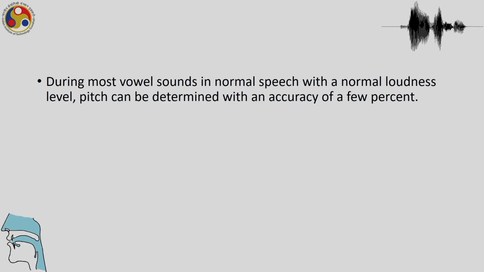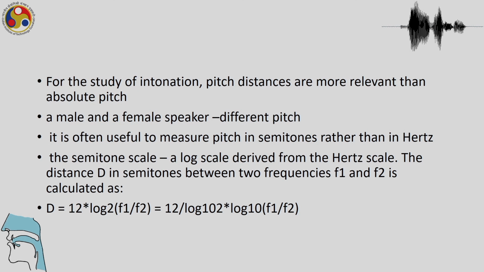During most vowel sounds in normal speech with normal loudness, pitch can be determined with an accuracy of a few percent. So, at a normal loudness level, pitch is determined with accuracy, but if it's louder, then that may interfere with perception. For the study of intonation, pitch distances are more relevant than absolute pitch. So, the distance from one height to another is more relevant. And for male and female speakers, we have different pitch levels. It is often useful to measure pitch in semitones because that gives you an idea about the perception.